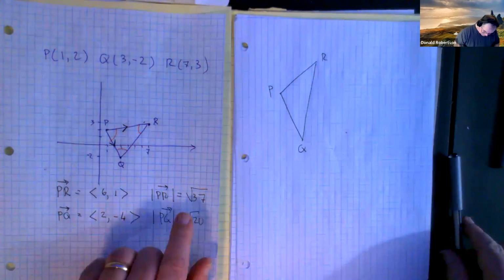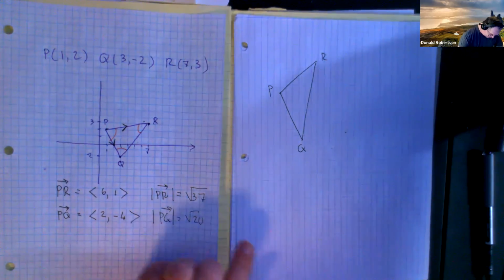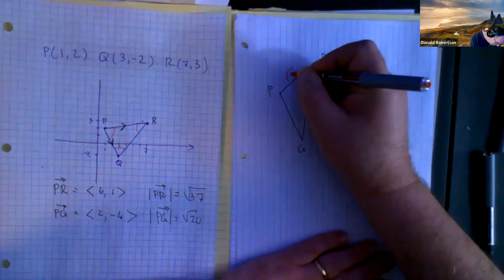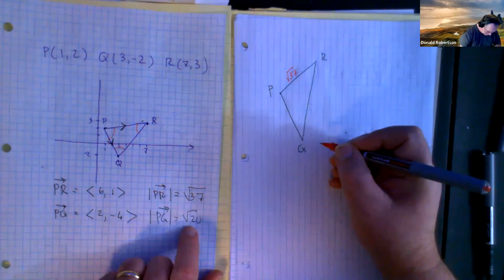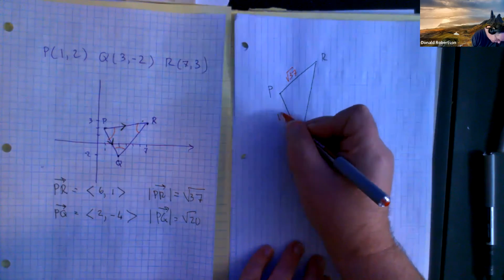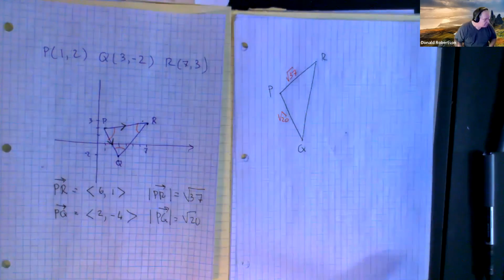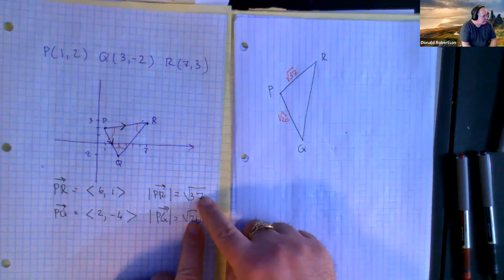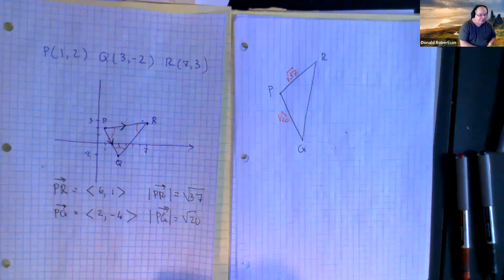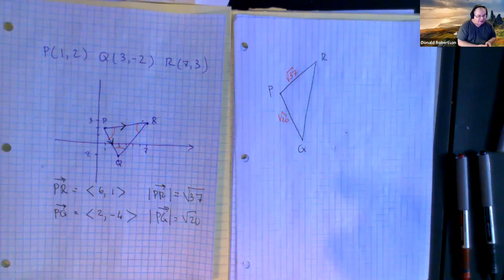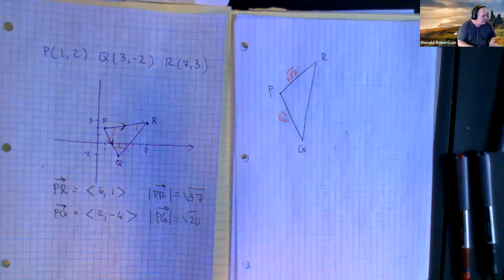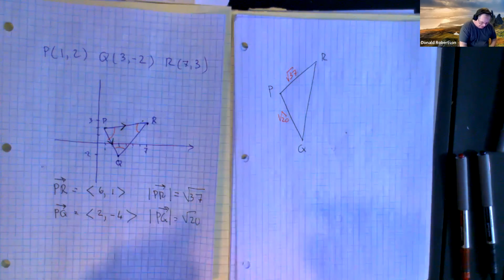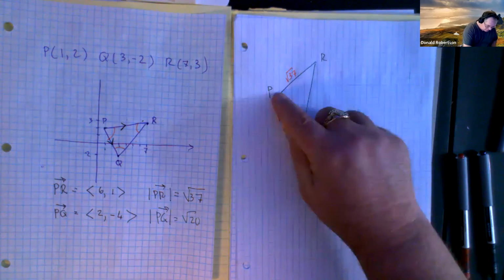I have just found out that the length of PR is the square root of 37. And I've just found out the length of PQ is the square root of 20. Agreed? Right, the magnitude of the vector joining P to R, it's the length. And so the magnitude of that is the length from here to here, the distance PR.